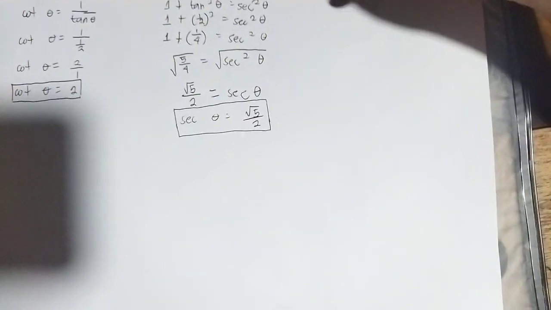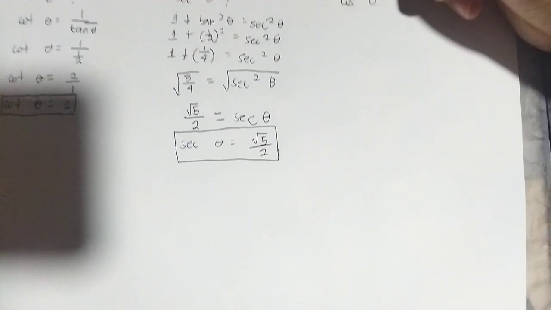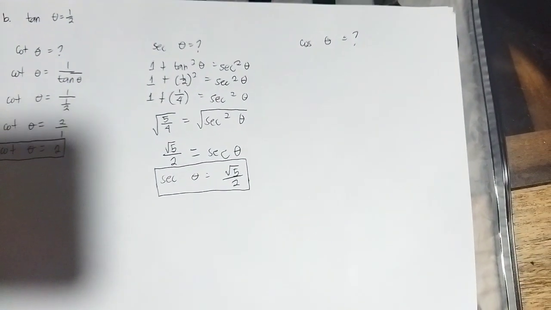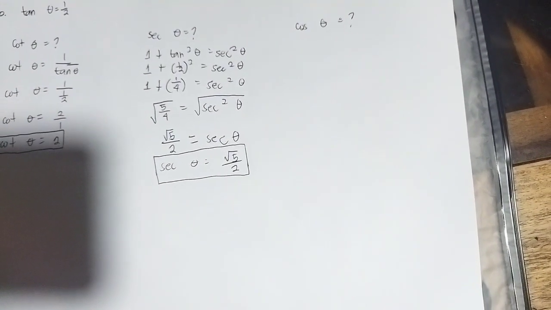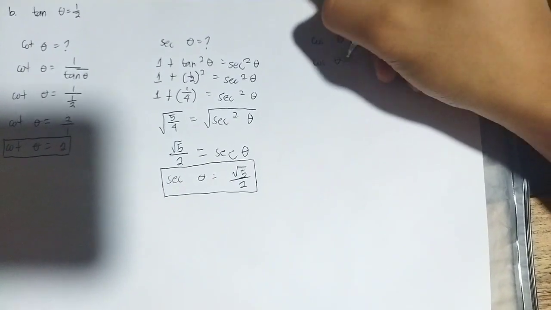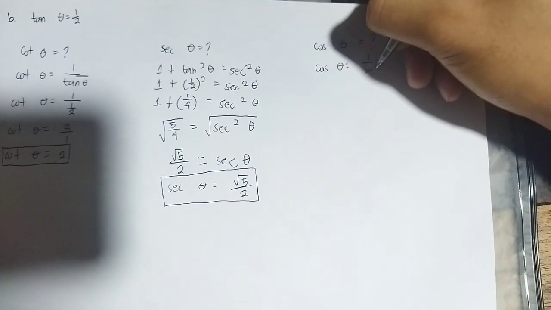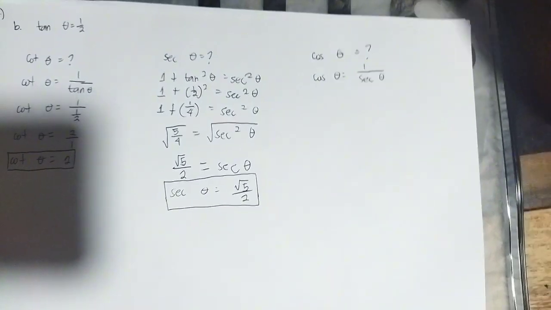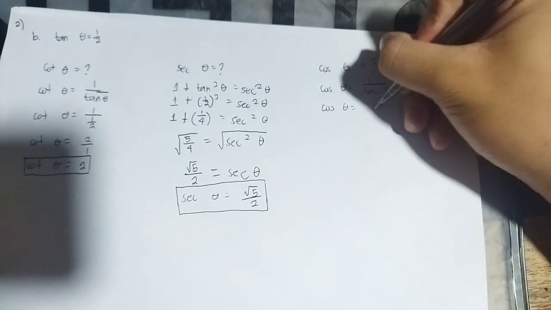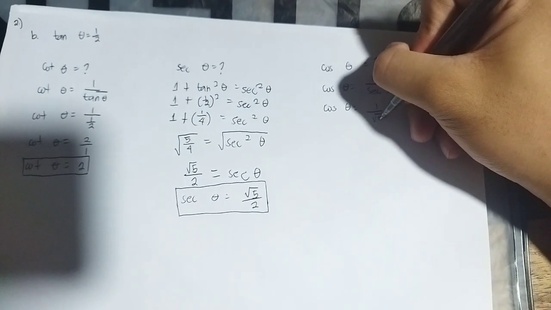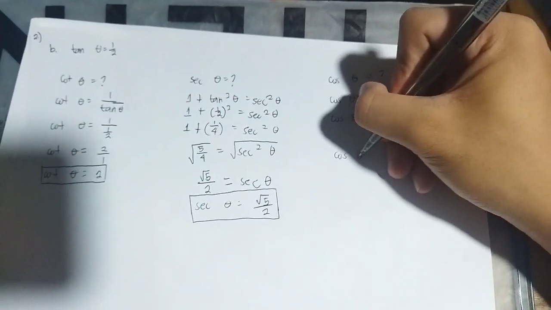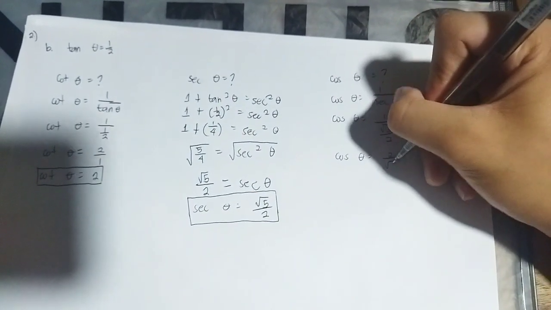Next is the cosine. So in cosine, we use reciprocal identities. So we have cosine theta is equal to 1 over secant theta. Then substitute. We have 1 over square root of 5 over 2. So we have 2 over square root of 5.